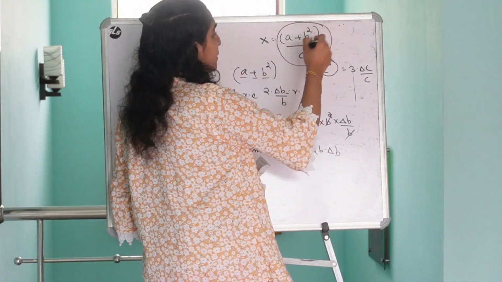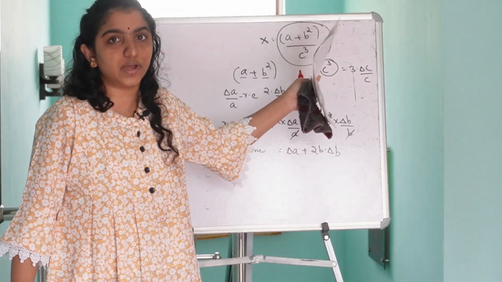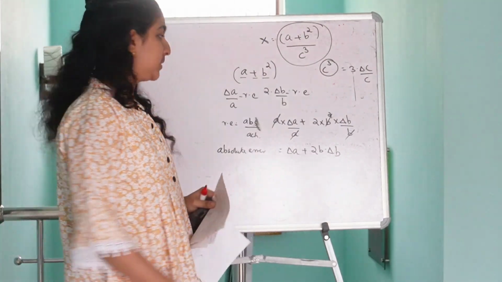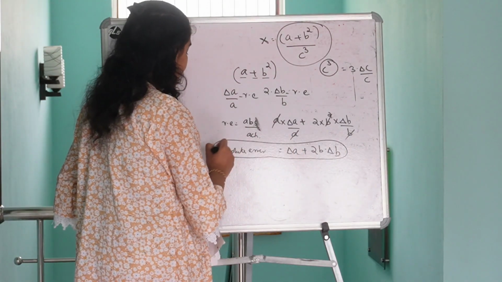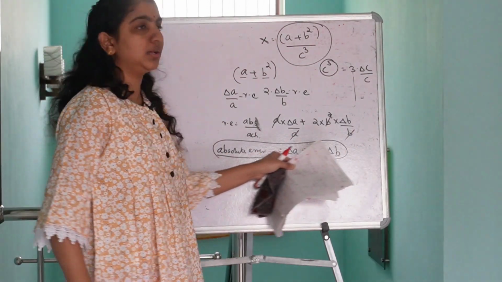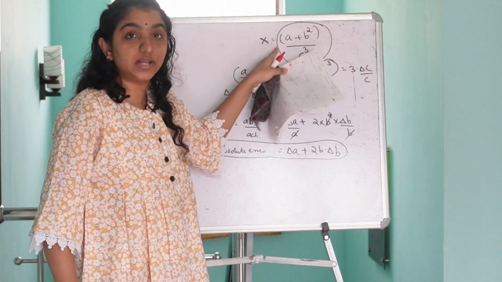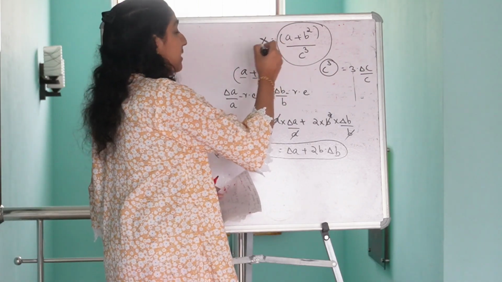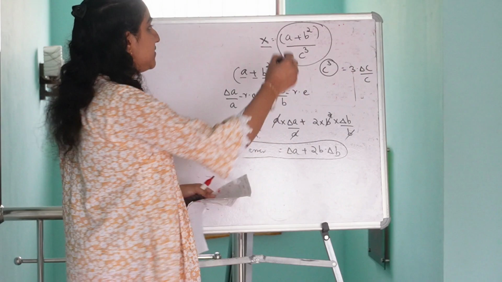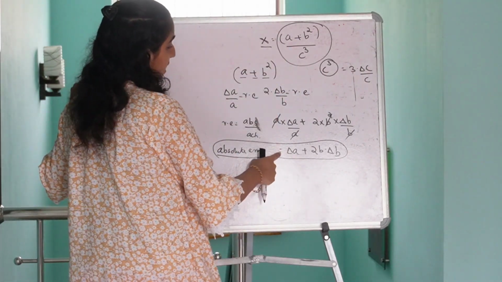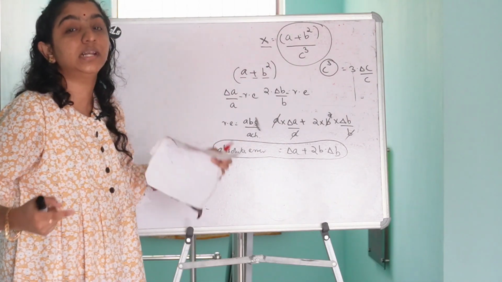Now I need to find the relative error in the numerator. Here actually I found the absolute error in the numerator. Now for finding the relative error in the main resultant, yes, I have to find the relative error of the numerator. So here I got the value of the absolute error of the numerator. From this I have to find the relative error.